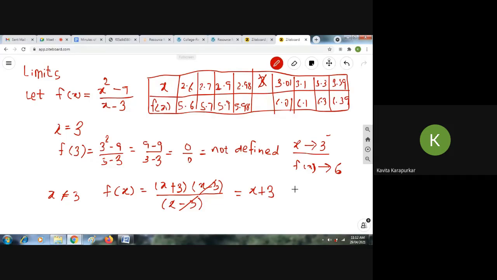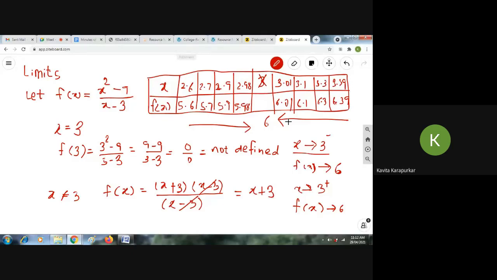Similarly, when x is approaching 3 from the values greater than 3, 3 plus, you can observe that the function f of x is again coming close to one particular point, and that is 6. I have written this plus sign because I want to say that x is taking values greater than 3 and it is coming close to 3. So here you can observe it is 6.01, 6.1, 6.3, 6.39. So all of them are coming close to the point 6. This is from the left side and this is from the right hand side.